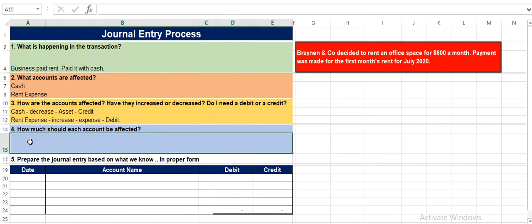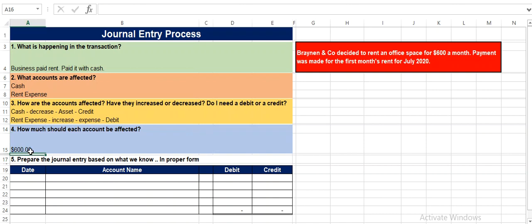Now, how much should each account be affected by? Well, the only thing that happened in this transaction was they paid $600. So that means cash has to decrease by $600. Rent has to increase by $600. So the value is just $600.